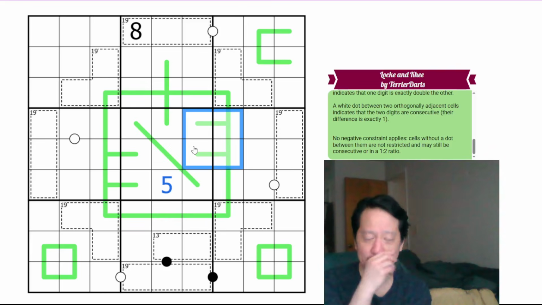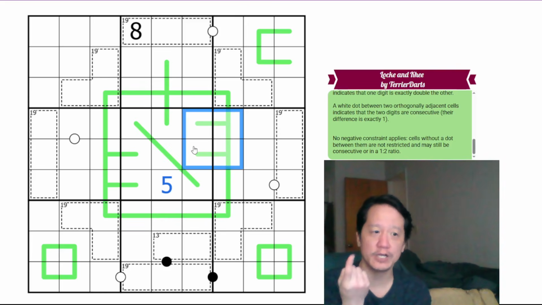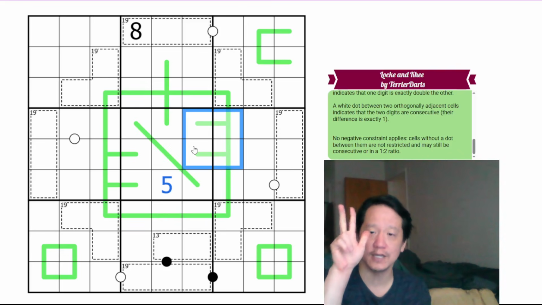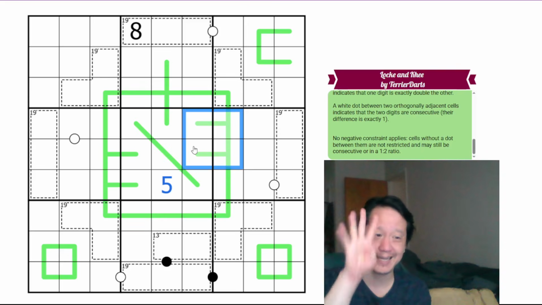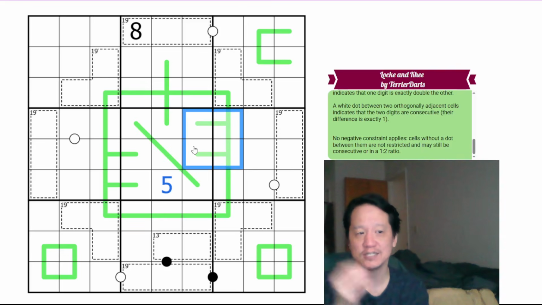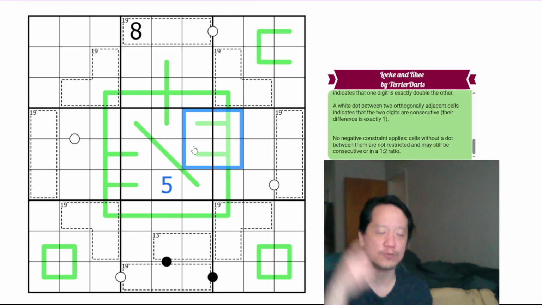Well, what digits can be next to a low digit? 1 can be next to 6 through 9, 2 can be next to 7 through 9, 3 can be next to 8 or 9, and 4 can only be next to 9, all of which are high digits. And it works the same way for 6 through 9.